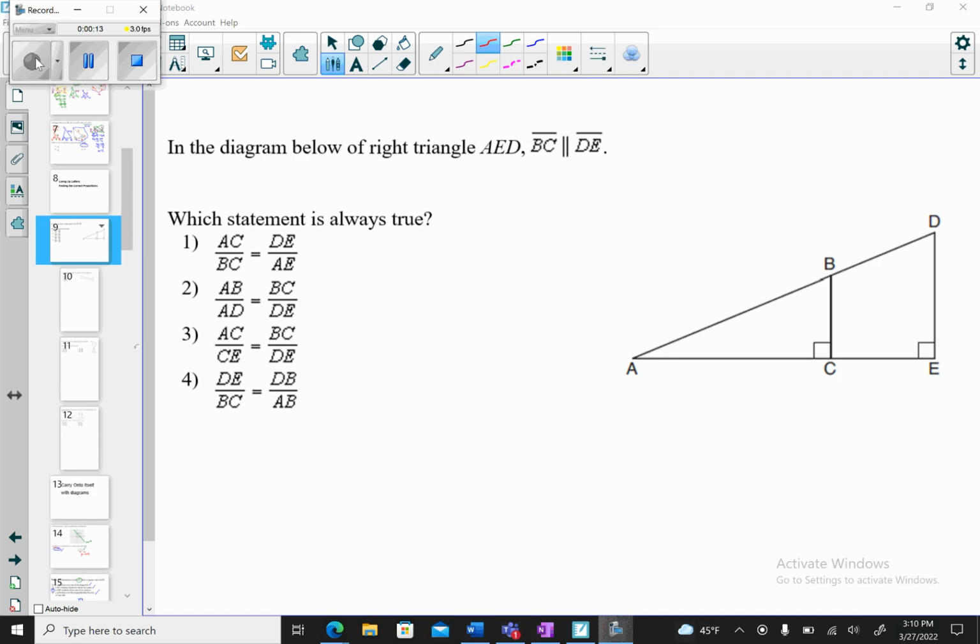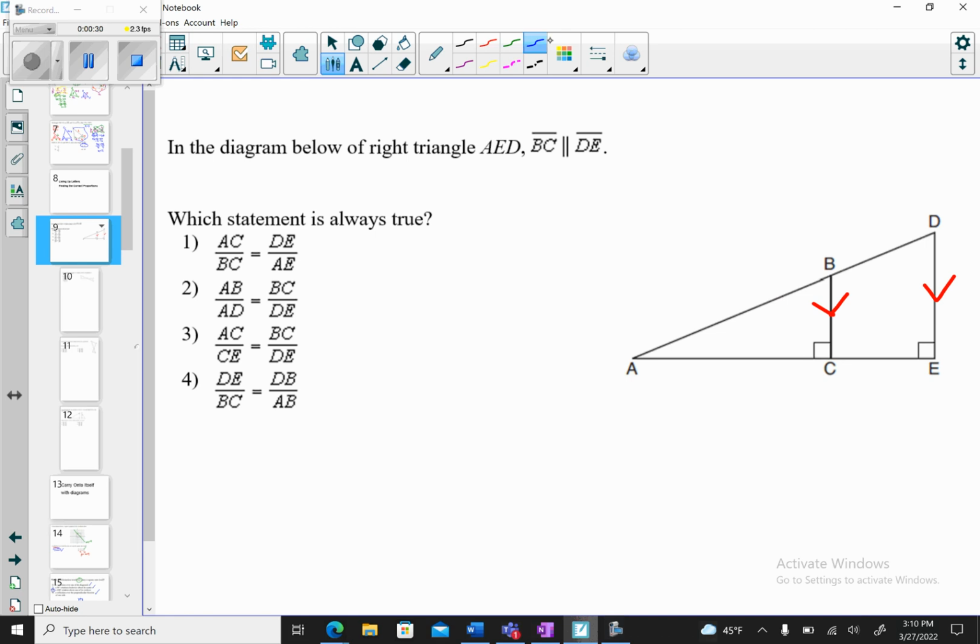In the diagram below of right triangle AED, line BC is parallel to line DE. Let's mark that in the diagram. Line BC is parallel to line DE. Which statement is always true?